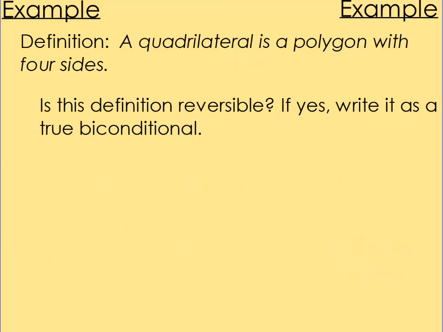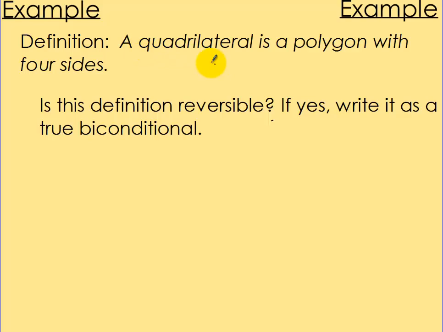Excellent. Let's try another one. Pause the video. Alright, so we have a definition. A quadrilateral is a polygon with 4 sides. Okay. Is this definition reversible? If yes, write it as a true biconditional.